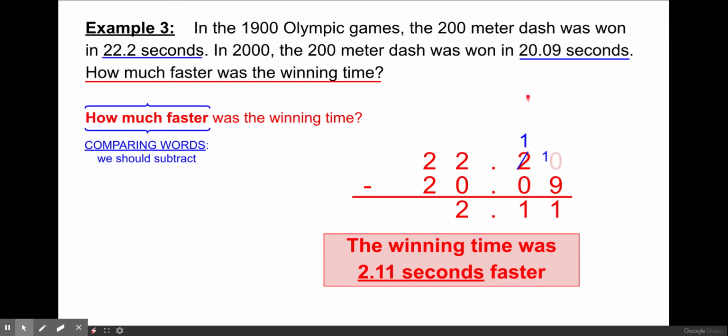And that's it. That is how you do decimal word problems. Go ahead and try some on your own. Good luck.